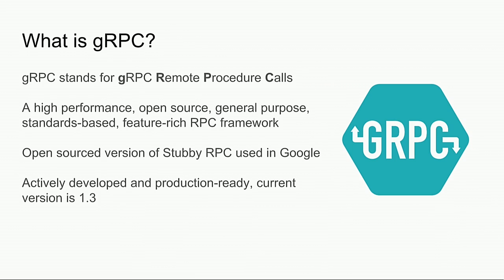And it's an open source version of the Stubby RPC system that we've been using internally at Google for the past 15 or 20 years or so. And it's under active development, and the latest release is version 1.3.